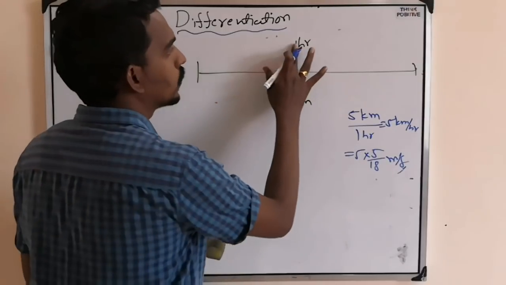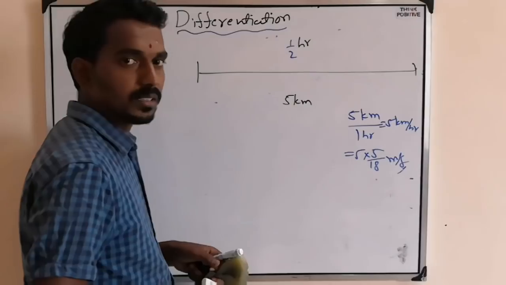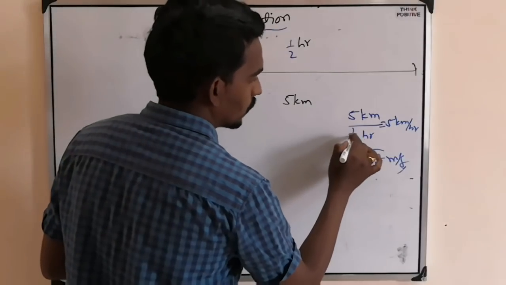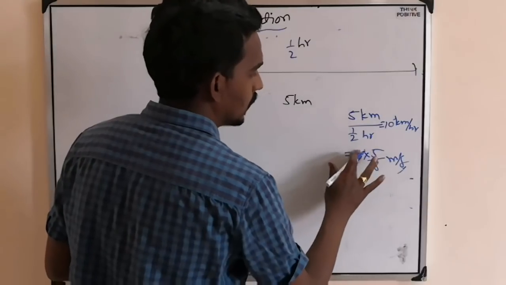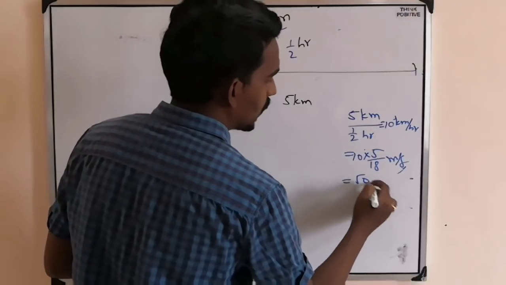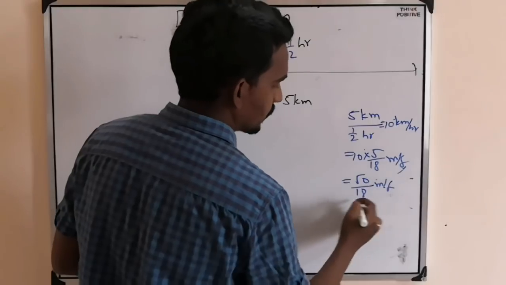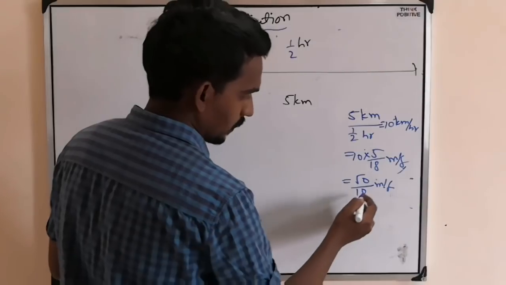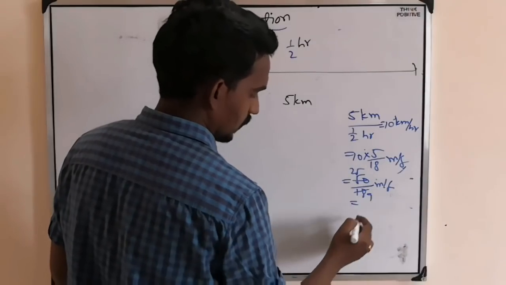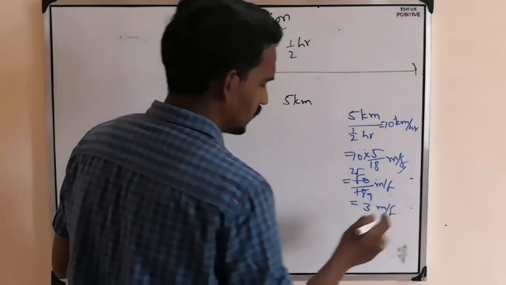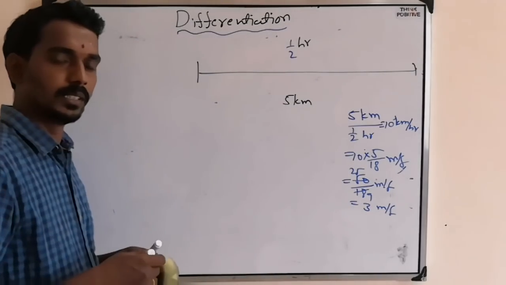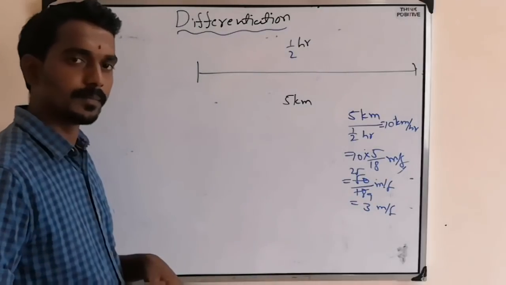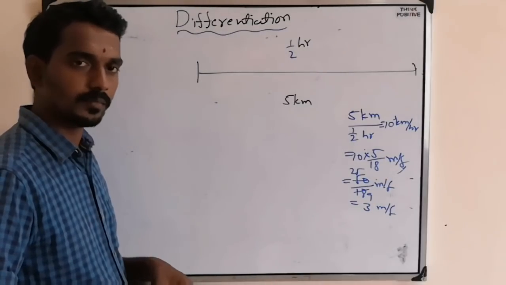Right? Or else you take half an hour. If you say, sir, why take 1 hour? It's your wish. Then it will become 10 kilometers, so 50 by 18 meter per second. Here 2 nines are 18, so approximately 3, less than 3 but approximately. That means overall you covered 3 meter in 1 second. Right?